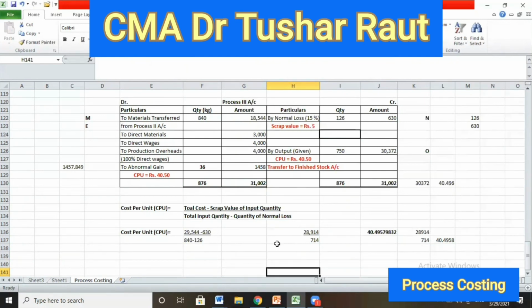Okay, students, I hope it will help you to solve the illustration. The whole illustration is there with you. You can carry on practicing this.